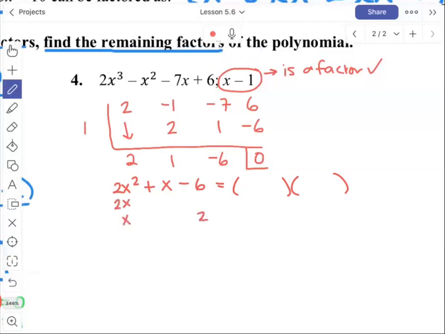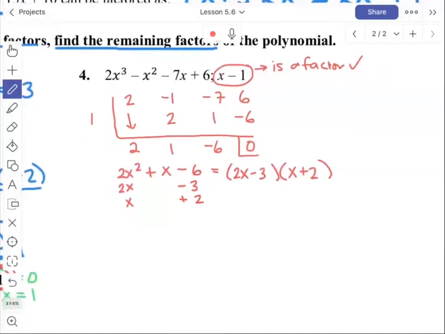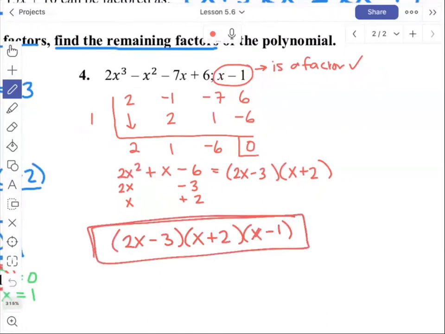Okay, so it should be, I think, 2x minus 3 and then x plus 2. Great job. Way to bounce back. Nice. All right. So final answer, Michael? 2x minus 3, x plus 2, and then times x minus 1. Perfect. You got it. Great job, guys. All right. That is it.